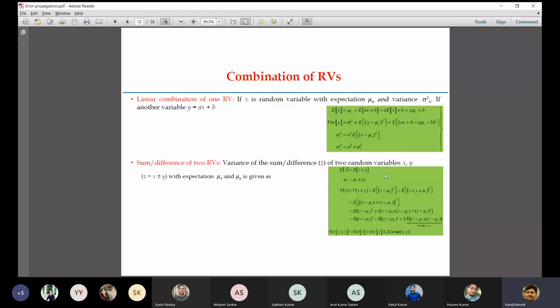The variance of y will become sigma y square, and it is written as expectation of y minus mu y whole square. You will replace y as ax plus b, you will replace mu y as a mu x plus b, and you will see b gets cancelled out. Take a look and you will see the answer: sigma y square is equal to a square expectation of x minus mu x whole square, that becomes sigma x square. Just take a look at this.